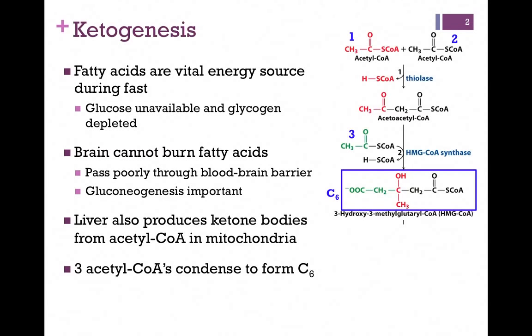Here is the beginning of the process illustrated on the far right. We're going to condense 3 molecules of acetyl-CoA, and they're numbered. 2 are condensed in the first step to form acetoacetyl-CoA, and then 1 more acetyl group is added by HMG-CoA synthase, and here's our product, 3-hydroxy-3-methylglutaryl-CoA, or for simplicity, HMG-CoA. So that's a 6-carbon compound.